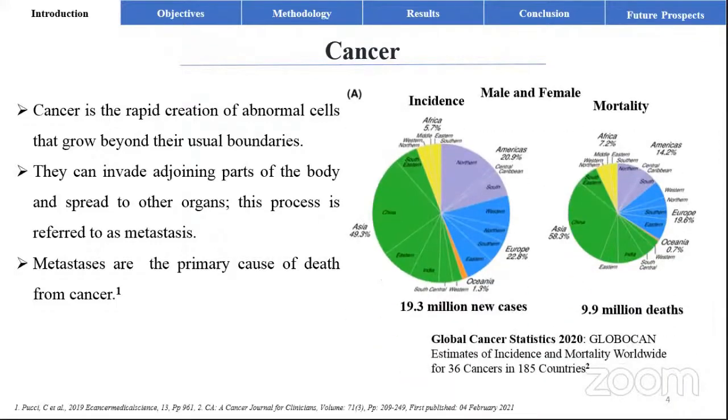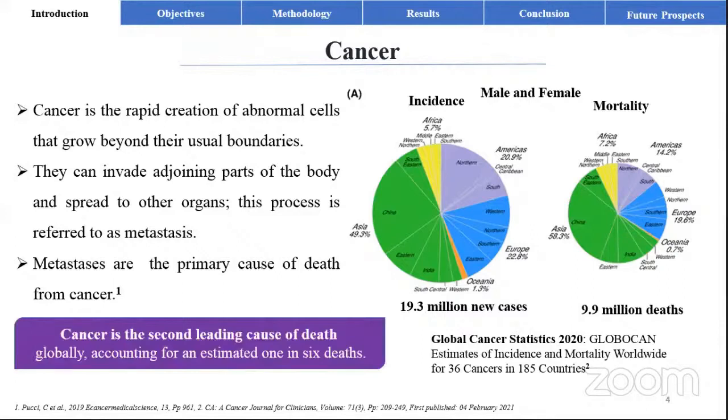These are global cancer statistics for the year 2020. 19.3 million new cases have been reported for 36 cancers in 185 countries, and 9.9 million deaths have been reported in both genders. So cancer is the second leading cause of death globally, accounting for an estimated 1 in 6 deaths.